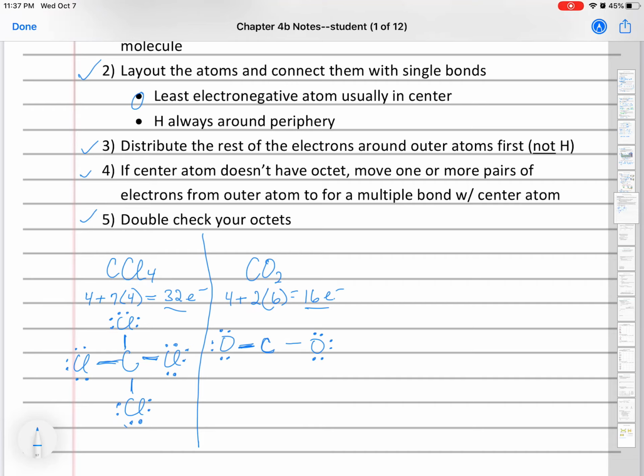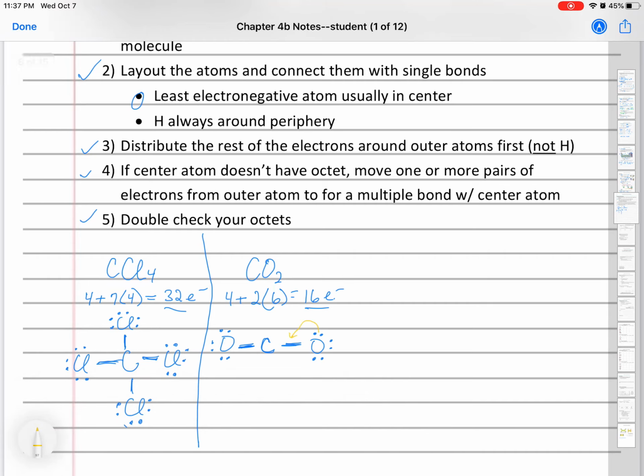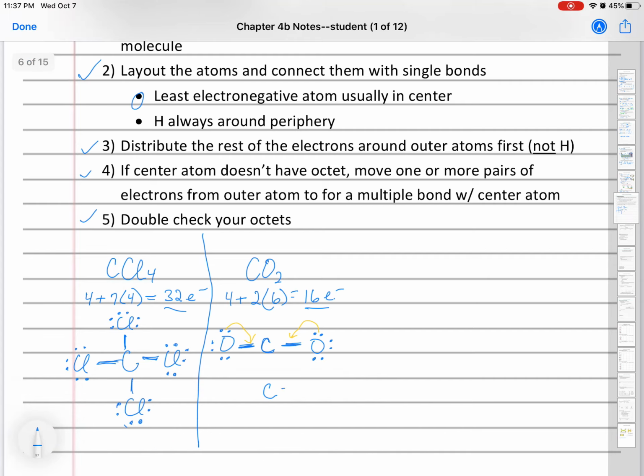It only has these 2 bonding pairs, so that's 4 electrons. So what we're going to do is we're going to move some of these electrons. We're going to take a pair of these and a pair of these and move them to share them. So oxygen is going to share more than 1 pair. So the way that we would draw this is carbon now has a double bond with this oxygen, who has only 2 lone pairs left, and a double bond with this oxygen, who has 2 lone pairs left.